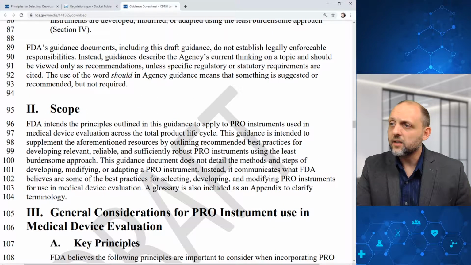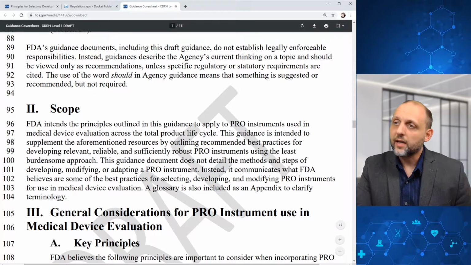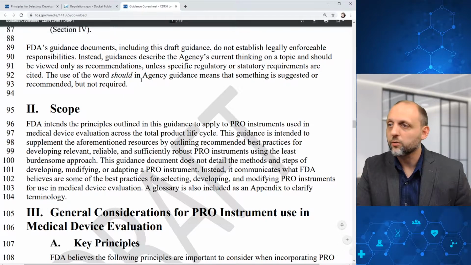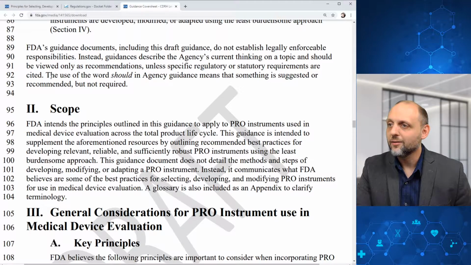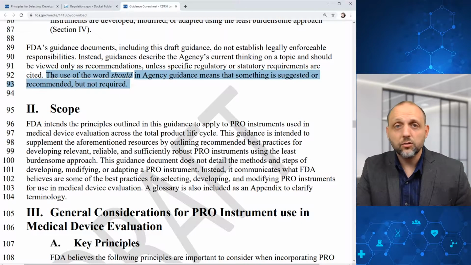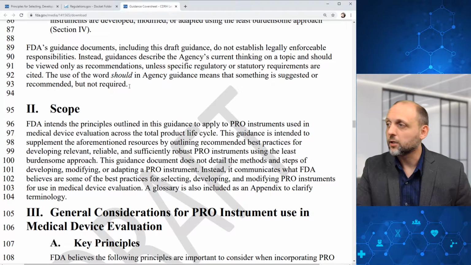And FDA's guidance documents, including this draft guidance, FDA continues, do not establish legally enforceable responsibilities. A lot of this is the same sort of normal boilerplate. Here, FDA says the use of the word should in agency guidance means that something is suggested or recommended but not required. I know FDA doesn't use stronger language than that, but if FDA says should, for all that this is their front matter boilerplate language, I would suggest you should, in plain English, do what FDA tells you you should do, if possible. It's probably going to go better.